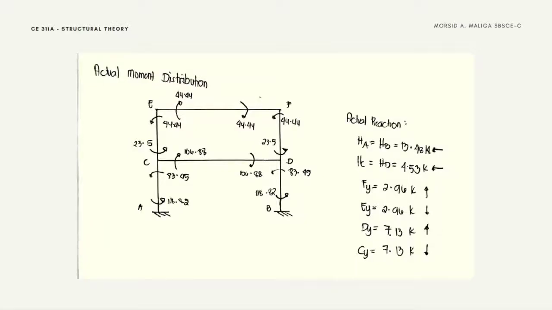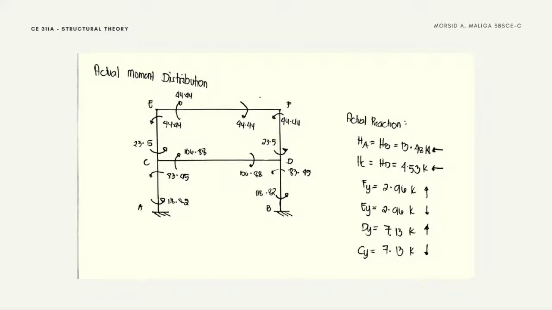So, for the actual moment distribution natin, ito na yun siya, yung moment distribution method natin. For our actual reaction, for our horizontal A and horizontal B, or HA or HB, we have 13.448 kips to the left, and also HC is equal to HD, which is 4.53 kips to the left.